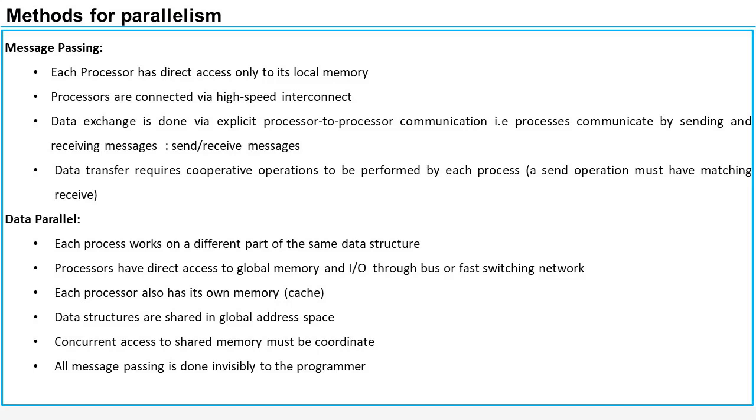Data parallel. Each process works on different parts of the same data structure. Processors have direct access to global memory and input/output through a bus or fast switching network. Each process also has its own memory. Data structures are shared in a global address space. Concurrent access to shared memory must be coordinated. All message passing is done invisibly to the programmer.